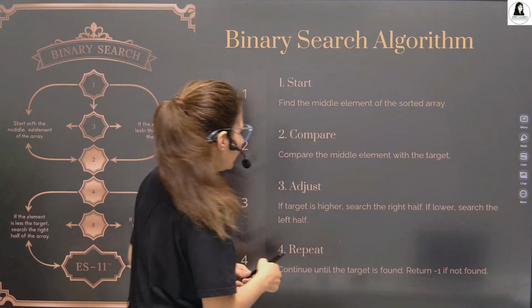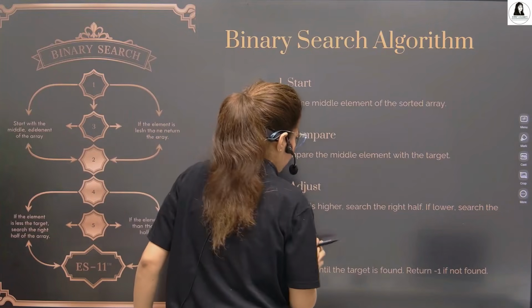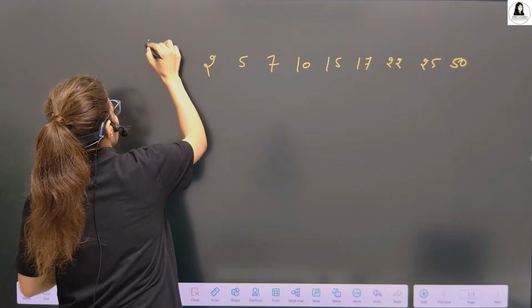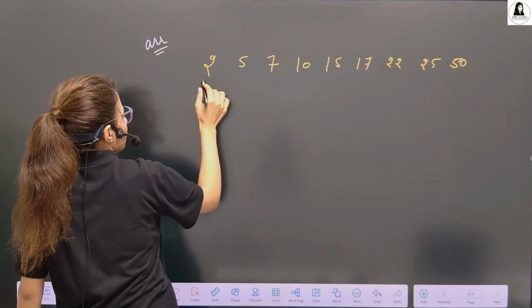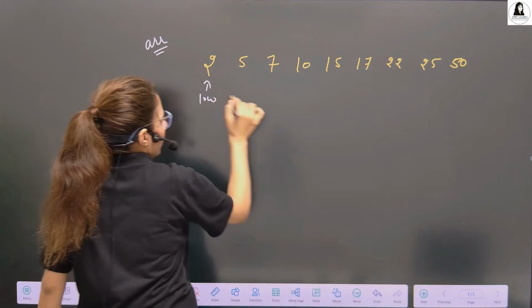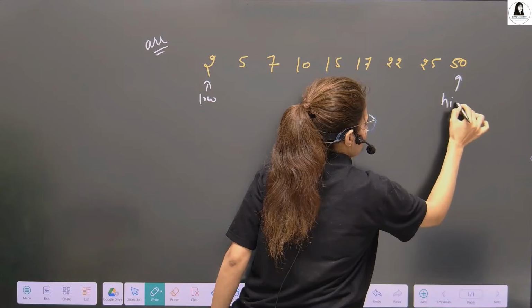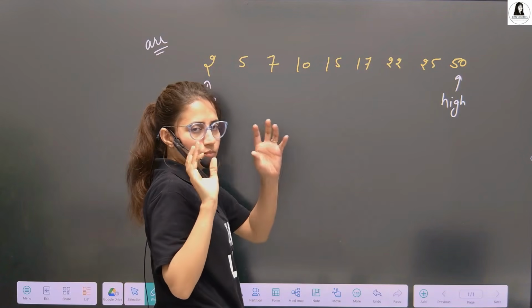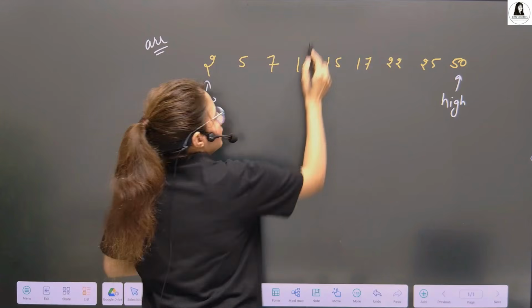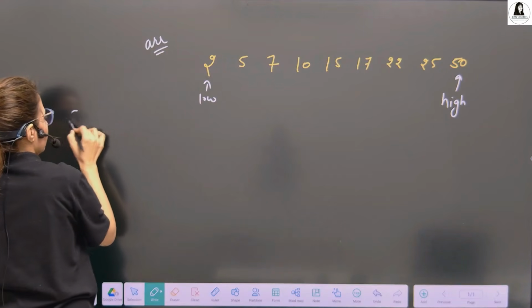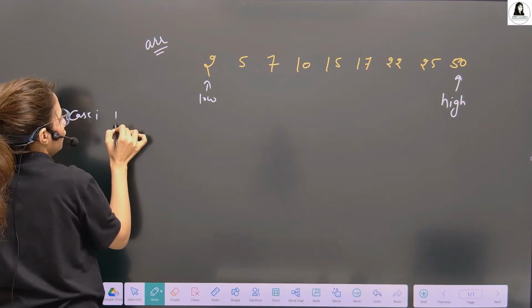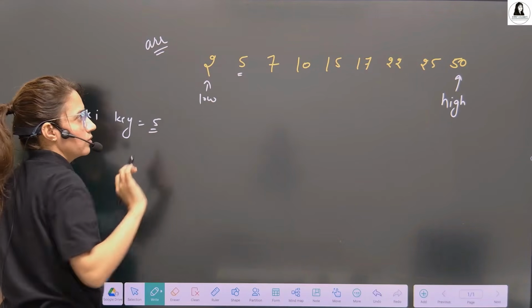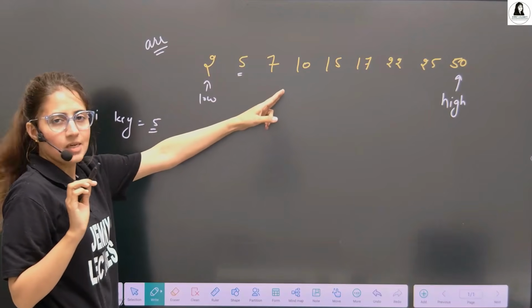Let me show you this thing. Let's take one example, and then we will analyze the complexity as well. Suppose we have this array. Here we have our low and here we have our high. You can take start or end or i or j, whatever variable name you want. Suppose the key is 5. You have to find out whether this 5 exists or not. The array is sorted, so we can easily apply binary search here.